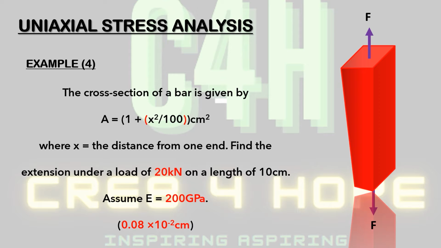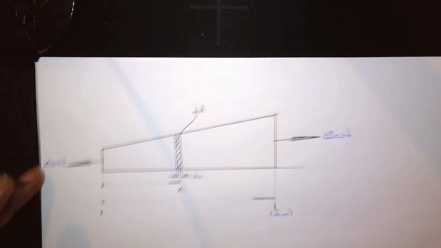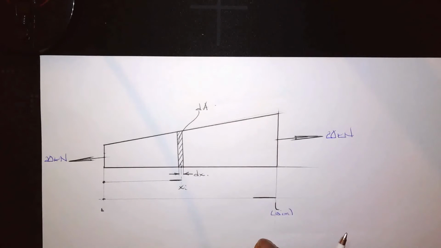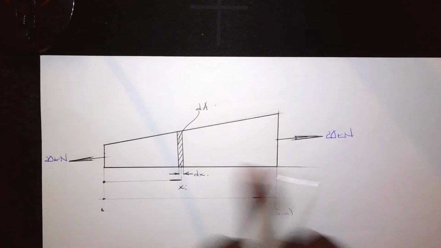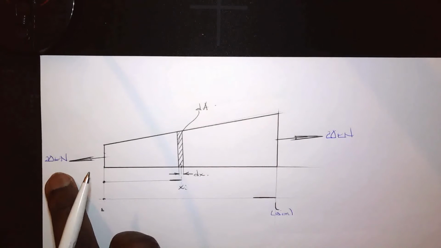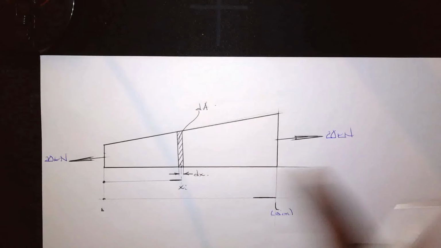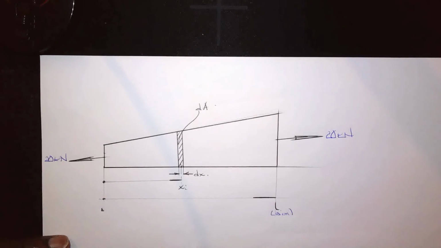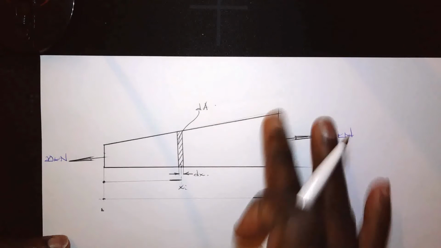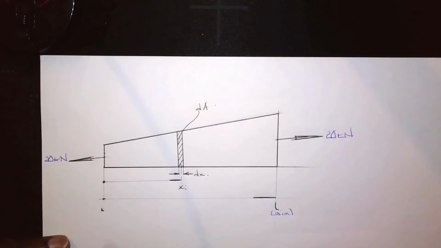So let's have a go working through this problem. We've got this unusual component that has a varying cross section. We've got our axial load of 20 kilonewtons. Now what we're going to do is assume that this component is being extruded from a length 0 to a maximum of 10 centimeters.